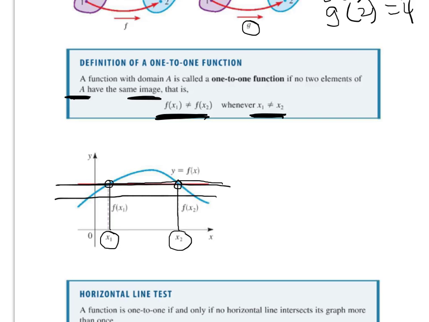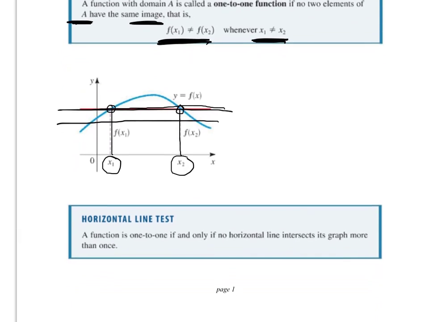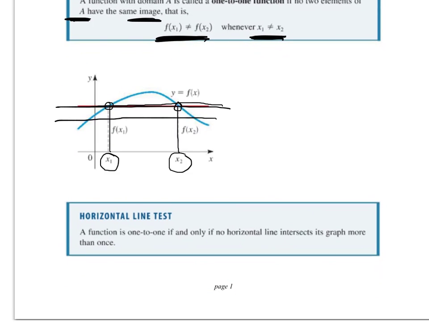So what we have is this nice horizontal line test, which is a direct result of the definition. If two x values are different, the function values have to be different. If they are the same, then that means that there's a horizontal line that crosses the graph in more than one place. And so the horizontal line test is the test for whether a function is one-to-one. So it's easy to tell from the graph whether a function is one-to-one, provided you can draw the graph.